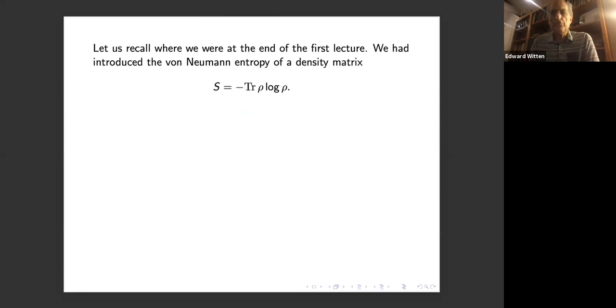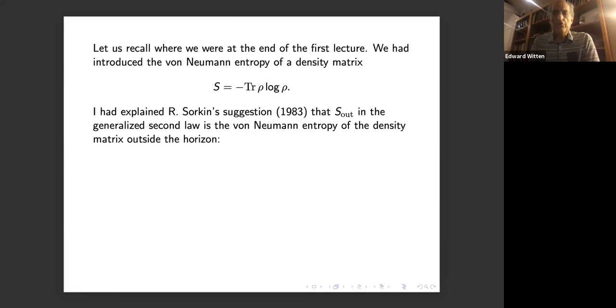We had introduced the von Neumann entropy of a density matrix rho, which is defined as minus trace of rho log rho. I had explained its analogy with entropy in classical mechanics. I also explained Raphael Sorkin's suggestion that in Bekenstein's generalized second law, the entropy outside the black hole should really be defined as the von Neumann entropy of the density matrix for observations outside the horizon.